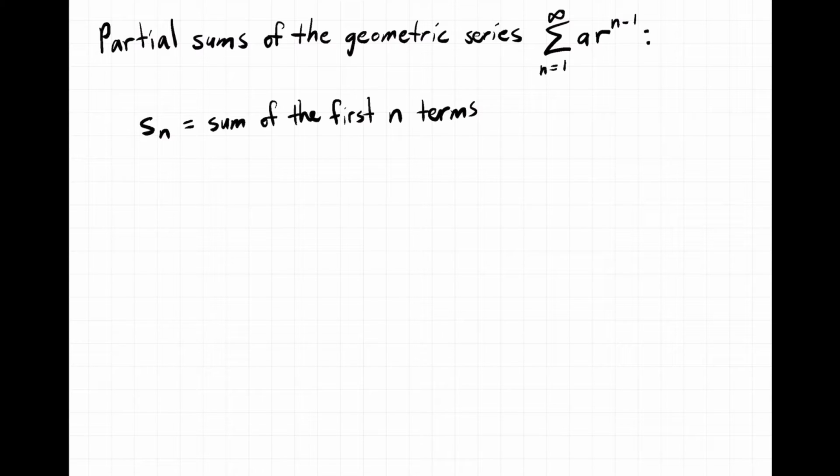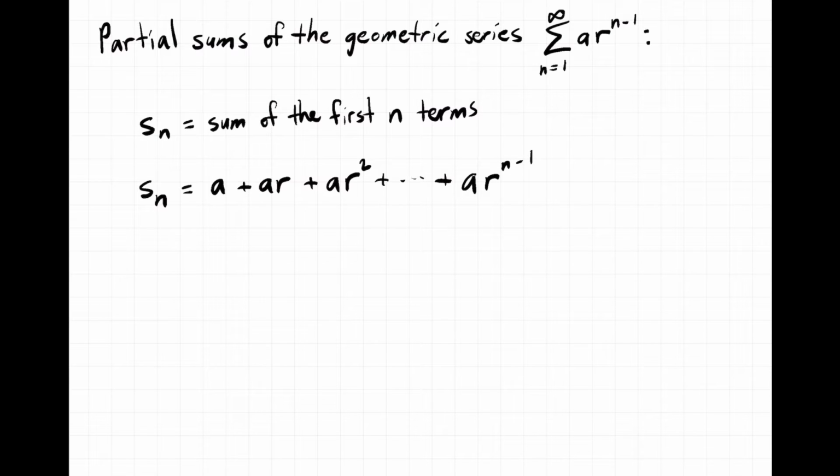So, Sn is the sum of the first n terms. The problem is that depending on what n is, this is going to have different numbers of values in our sum. It's going to start with a plus ar plus ar squared plus, and so on. We'll keep going, plus eventually the last thing that we'll add here will be the nth term, and that is a times r to the n minus 1.